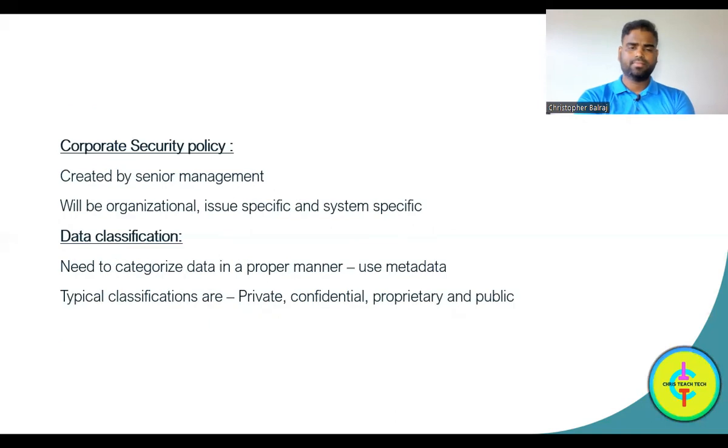Not only that, whenever you are collecting data, it can be categorized as private, confidential, proprietary, and public. Private data might belong to an individual, so make sure you are protecting that. Confidential data might be related to organization policy or some sensitive information. Proprietary data talks about who owns what. It is not to be revealed, so make sure you are protecting that.